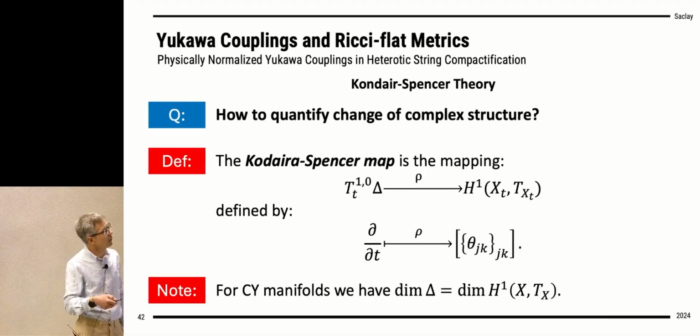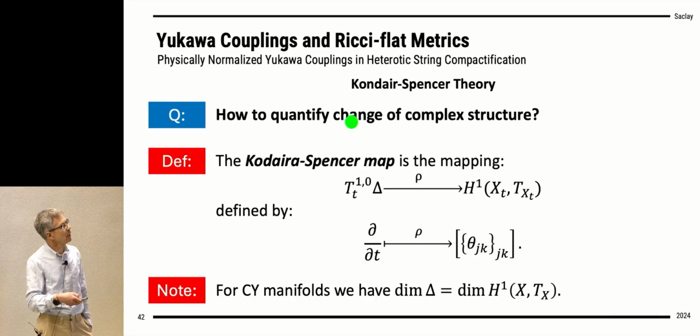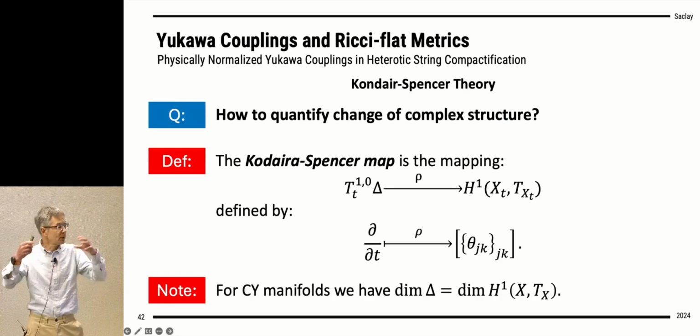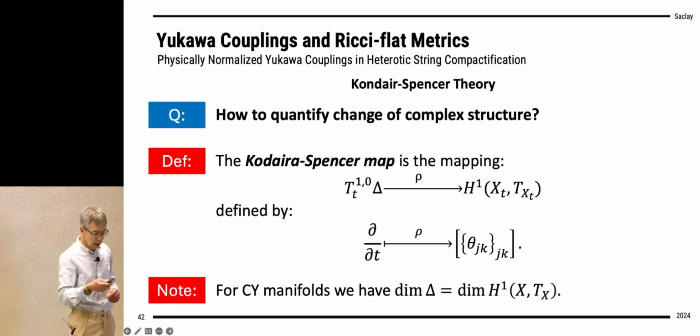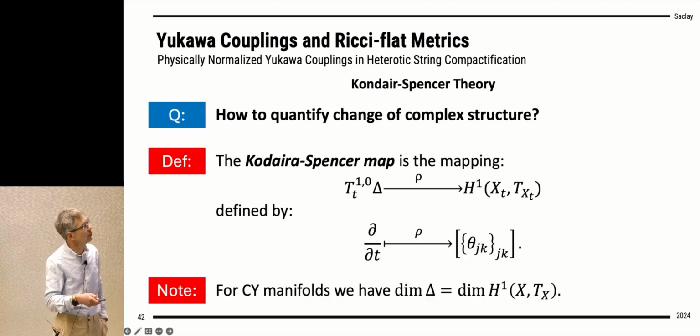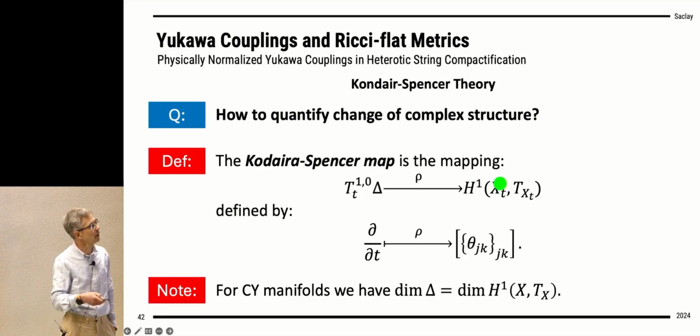Okay, so let me just speed through this. The Kodaira-Spencer theory is essentially just saying, how can we change the complex structure? How can we deform the shape of the space? Well, you just start with some manifold, and then you look at small deformations of the original manifold, represented here by this T. The number of those deformations is this first cohomology class of the manifold with respect to the tangent space.